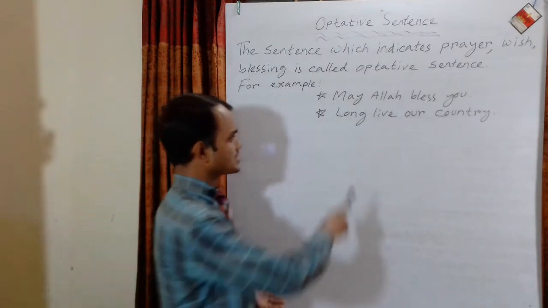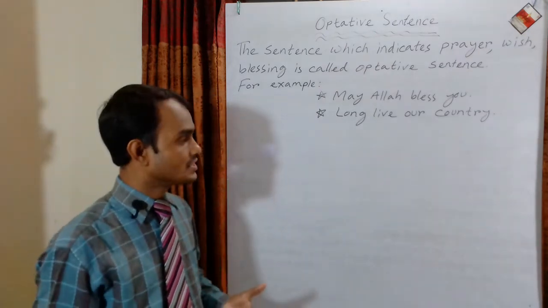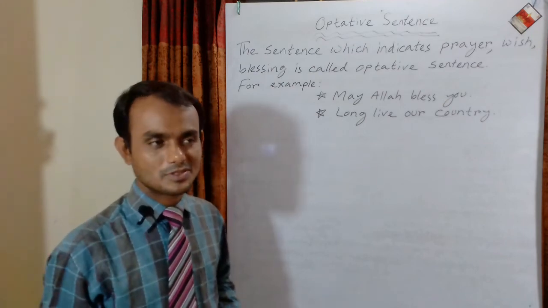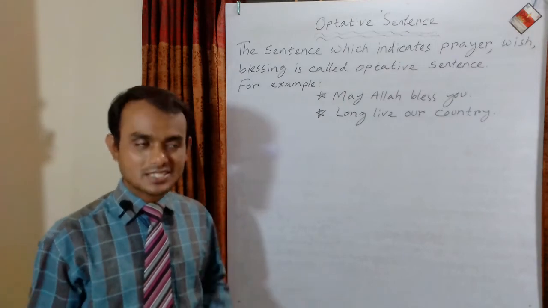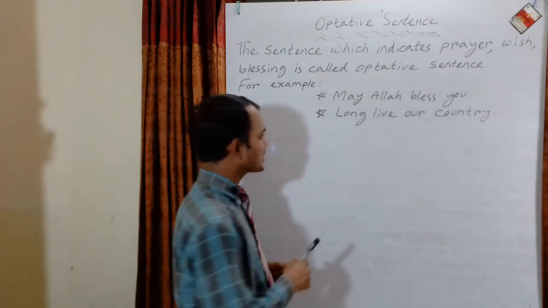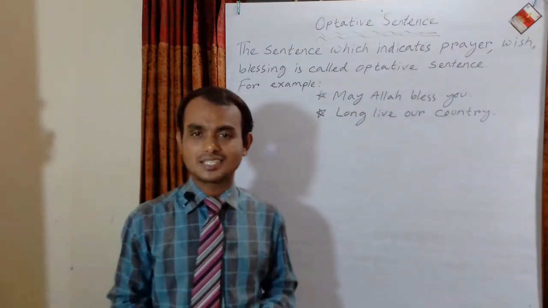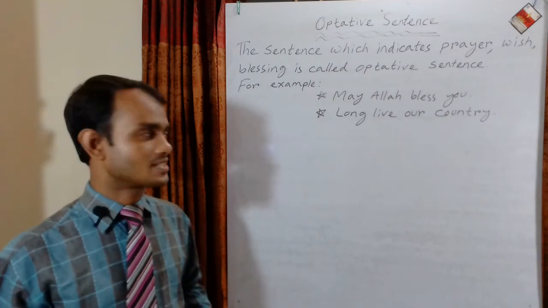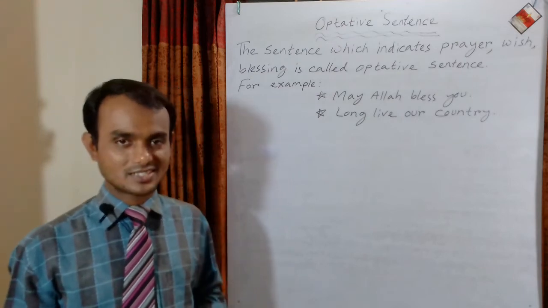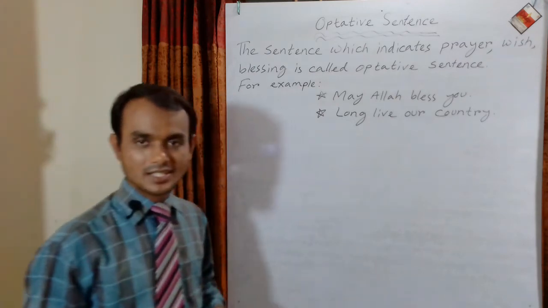Dear students, look at the first sentence, may Allah bless you. If you analyze the sentence, you will find this sentence indicates a blessing. May Allah bless you. It means it indicates blessing. So, this sentence is an optative sentence. The next sentence, long live our country. If you analyze the sentence, you will find this sentence indicates a wish for the country. So, this is an optative sentence.